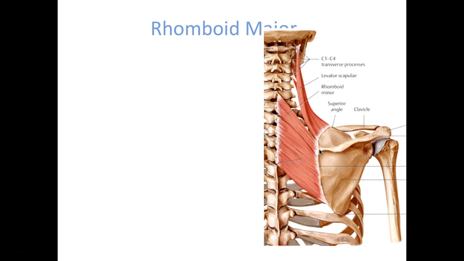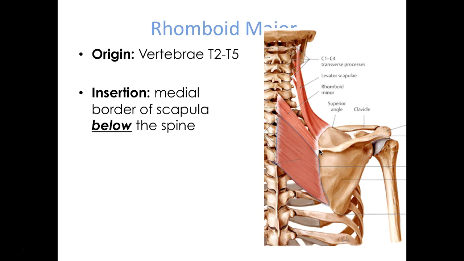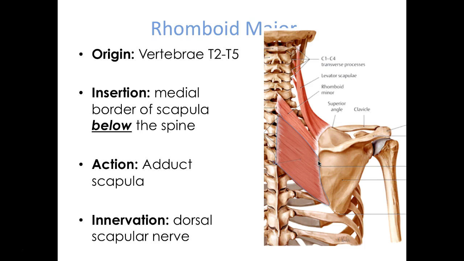Next we have the rhomboid major muscle, and this is the larger one below rhomboid minor. This originates from vertebrae T2 to T5. Insertion is medial border this time, but below the spine of the scapula. Action is the same as minor, to adduct the scapula, and innervation I want you to know as branch of the brachial plexus.